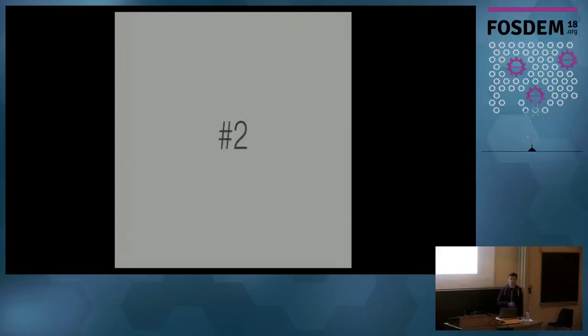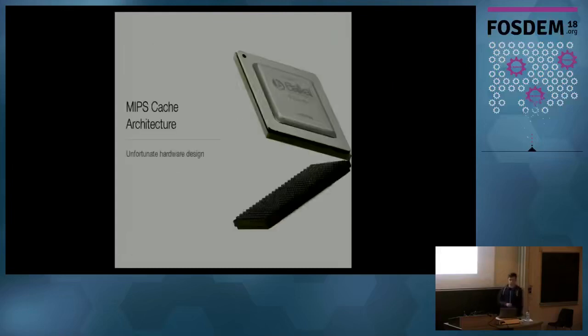Okay, on to story number 2, which is about the MIPS cache architecture. And this is an example where the decision of a hardware implementer makes software implementations at least a little bit more complex.